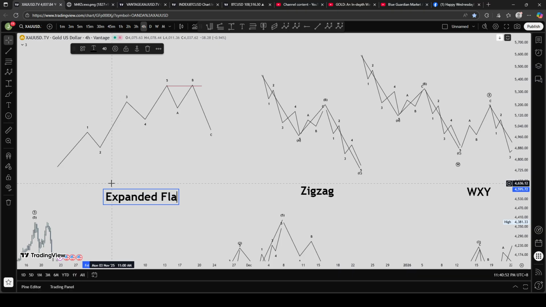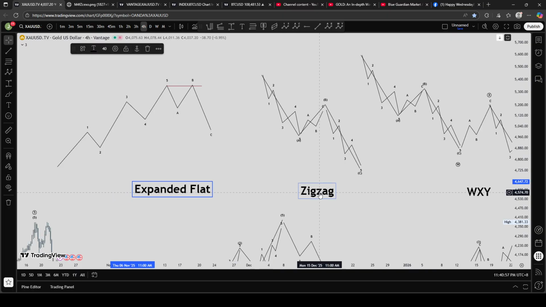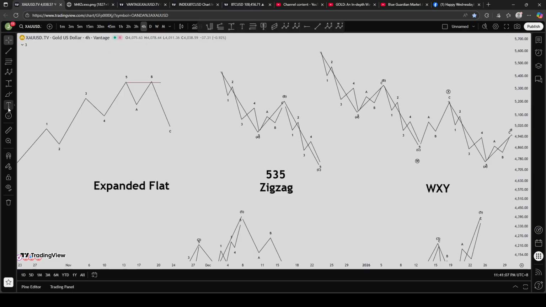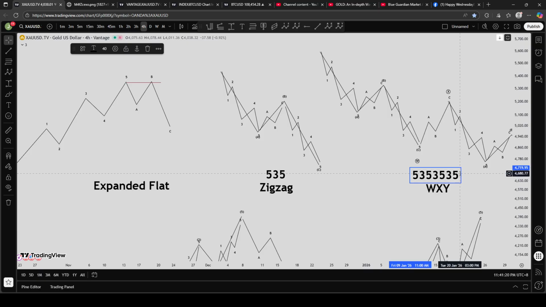Expanded flat. Now, what's the difference between an expanded flat and a zigzag? In the zigzag, the structure is 5-3-5. For the WXY, the structure is a double zigzag, meaning 5-3-5, 3-5, 3-5. So 5-3-5, 3-5, 3-5. Two sets of 5-3-5, and the intervening wave X is composed of 3 waves.